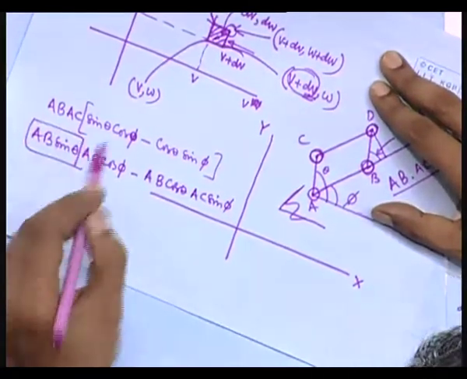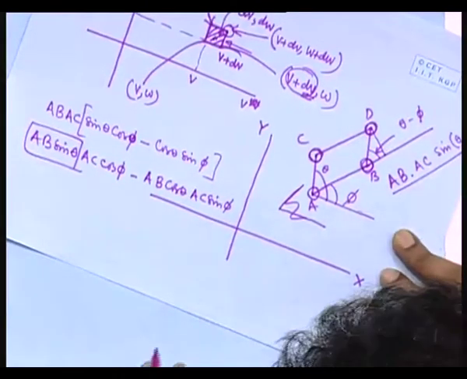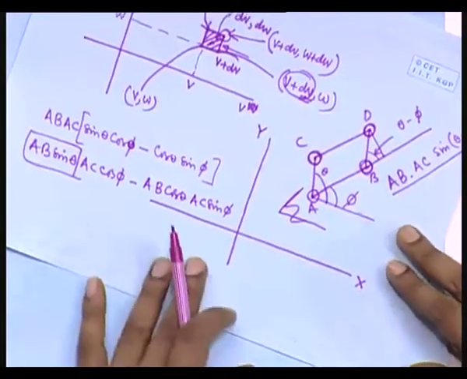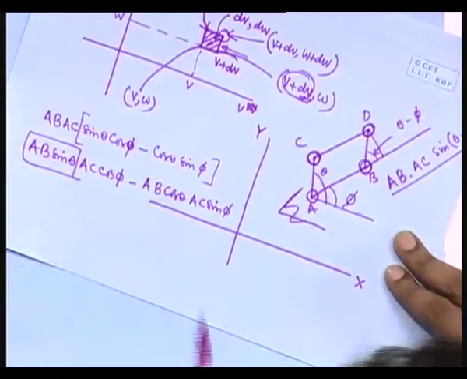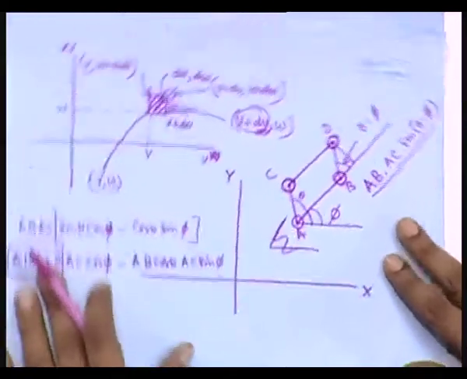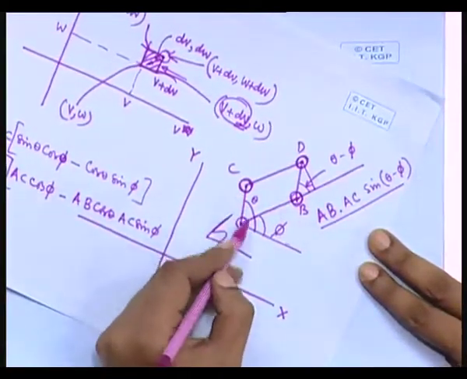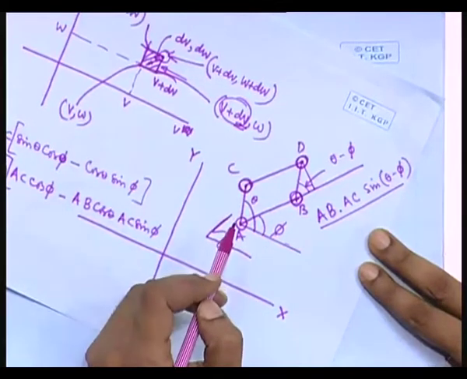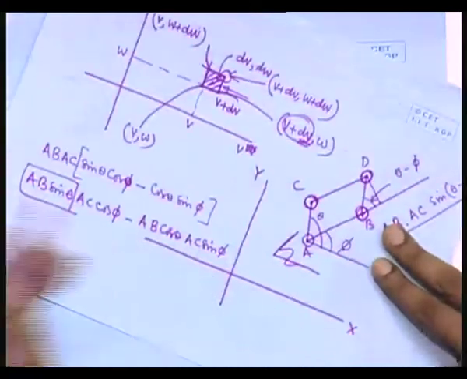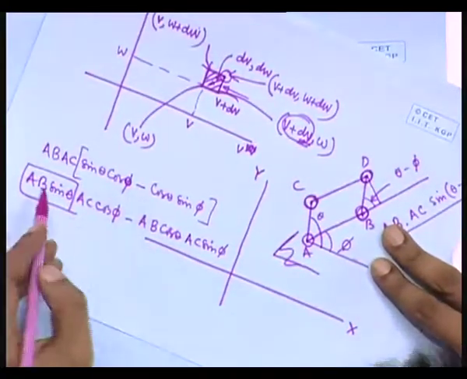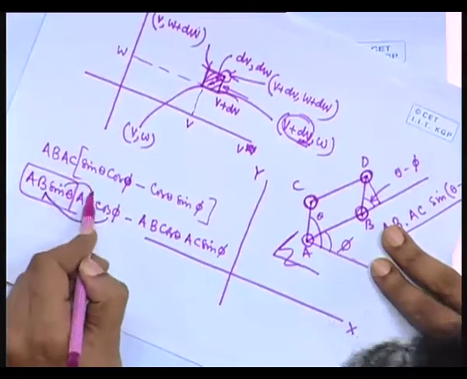Now if you find out these, rather we will combine them differently. No, but we can do that same thing. Now you see what is AB sin theta? AB sin theta is this one. Now let's do it the other way. We should combine AB with cos phi and AC with sin theta.